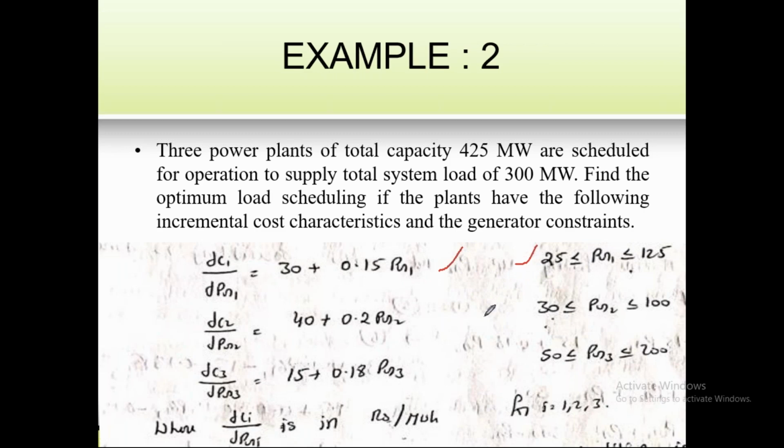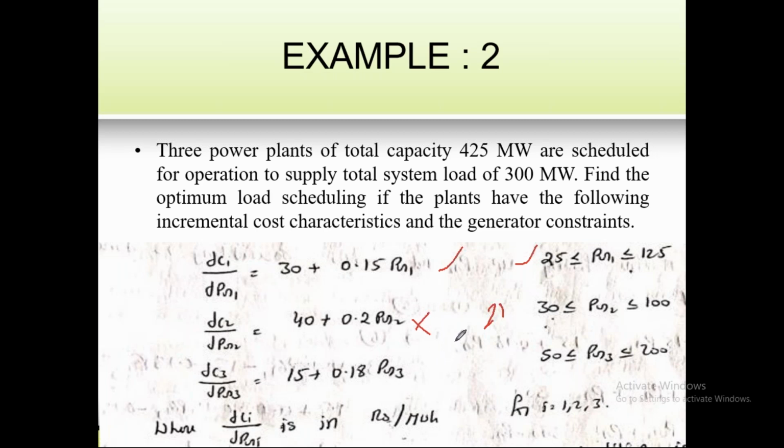Next, check the second one. We got 27 point something, right? But here it is less than the minimum value. So it should not happen. The generation should be within the limits. But we got 27, which means it is less than the minimum value. So its answer is not correct.